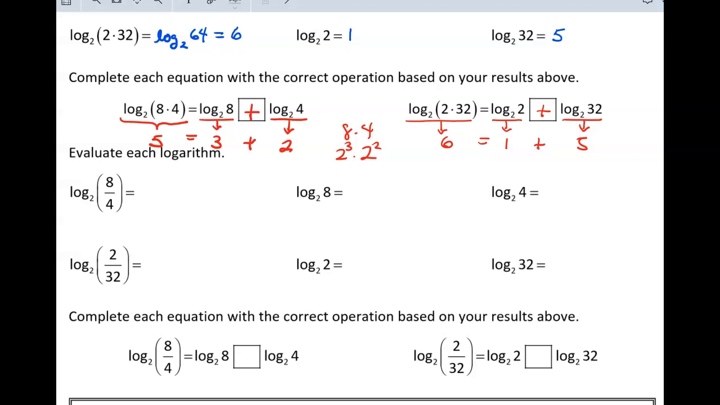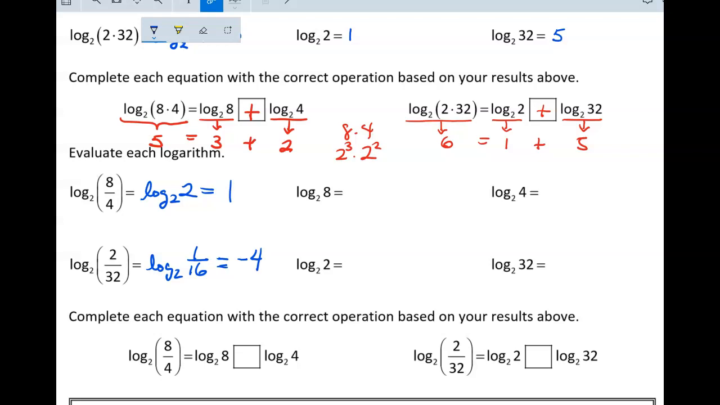All right, let's take a look at a similar type of situation, but with division this time instead of multiplication. Log base 2 of 8 over 4, or 8 divided by 4, is the same as log base 2 of 2, which is 1. Log base 2 of 2 32nds. If we reduce that fraction, 2 32nds is 1/16. And so now we're looking for that exponent that I can put on a 2 to get a result of 1/16. And 2 raised to the negative 4th power is 1/16.